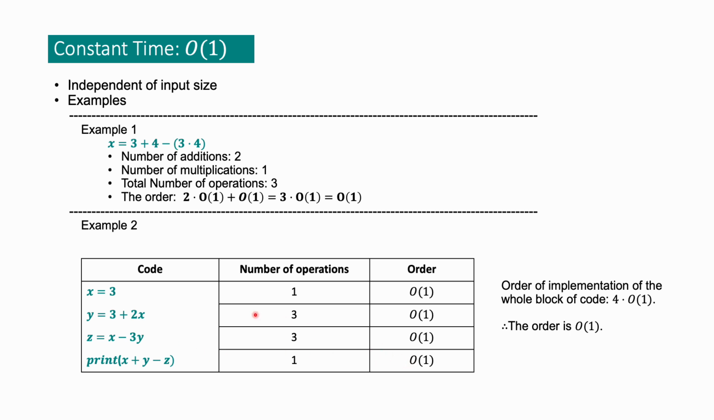Okay. So these are all O of 1. So you have a total of 4 O of 1s, which is, again, we can ignore the multiplier, so it's just O of 1. So this block of code as a whole is O of 1, still of constant time, meaning not dependent on the value of the input or the size of the input.